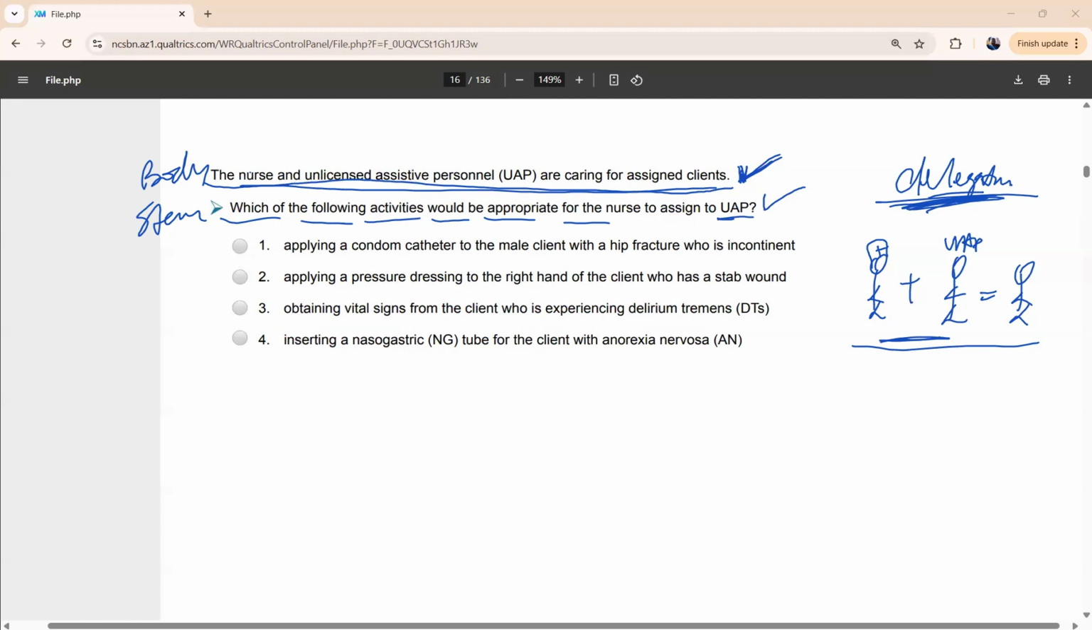So now, activity to be assigned. Now it makes sense, right? Now you can easily tell that this is a delegation question. If from the stem you are still not able to identify that it's a delegation question, briefly scan through the answer keys. Apply condom catheter, apply pressure dressing, obtain vital signs. This looks like we are trying to delegate tasks. So obviously, it's all screaming delegation, delegation, delegation.